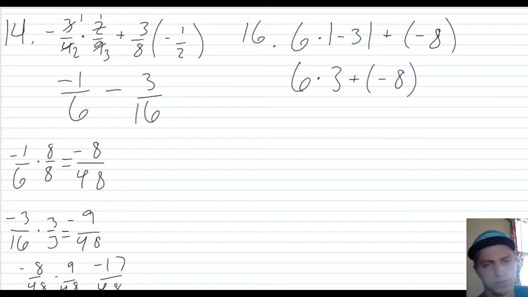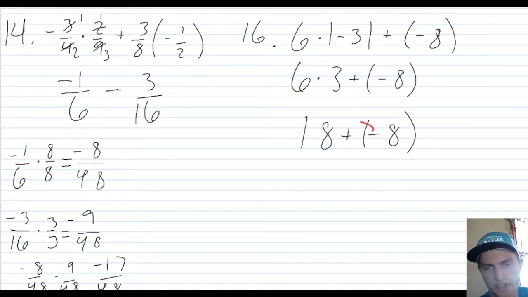Exponents, multiplication, division. We got 6 times 3 is 18. Rewrite everything we didn't touch. And when the two sides are touching, we can treat this like distribution even. Treat it like a positive 1. Positive 1 times negative 8 gives us negative 8. So then we got 18 minus 8. 18 minus 8 is 10.